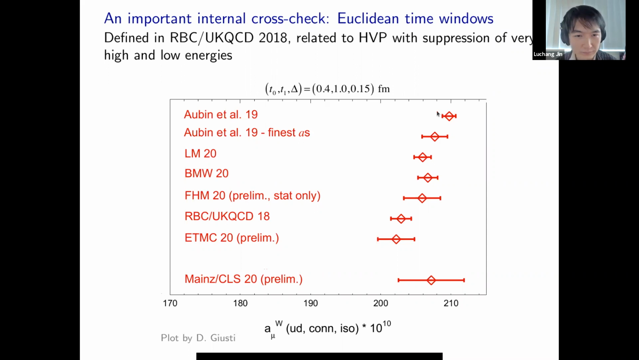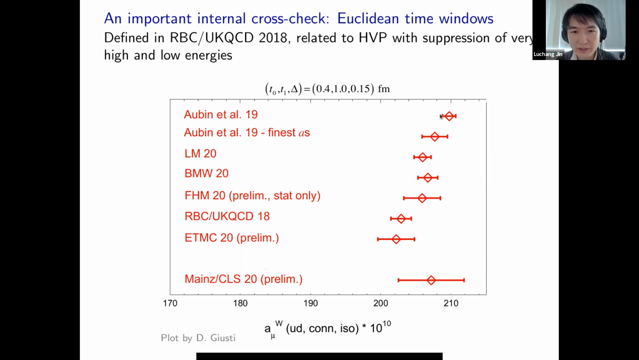Also at this point, these three values are using the same set of ensembles. And FHM is Fermilab, HPQCD, and MILC. They are also using the same set of ensembles. These are the MILC ensembles, so they are rightfully using these ensembles, and also a little bit more ensembles they have. BMW is using staggered fermions, but with a different version of the staggered fermion.